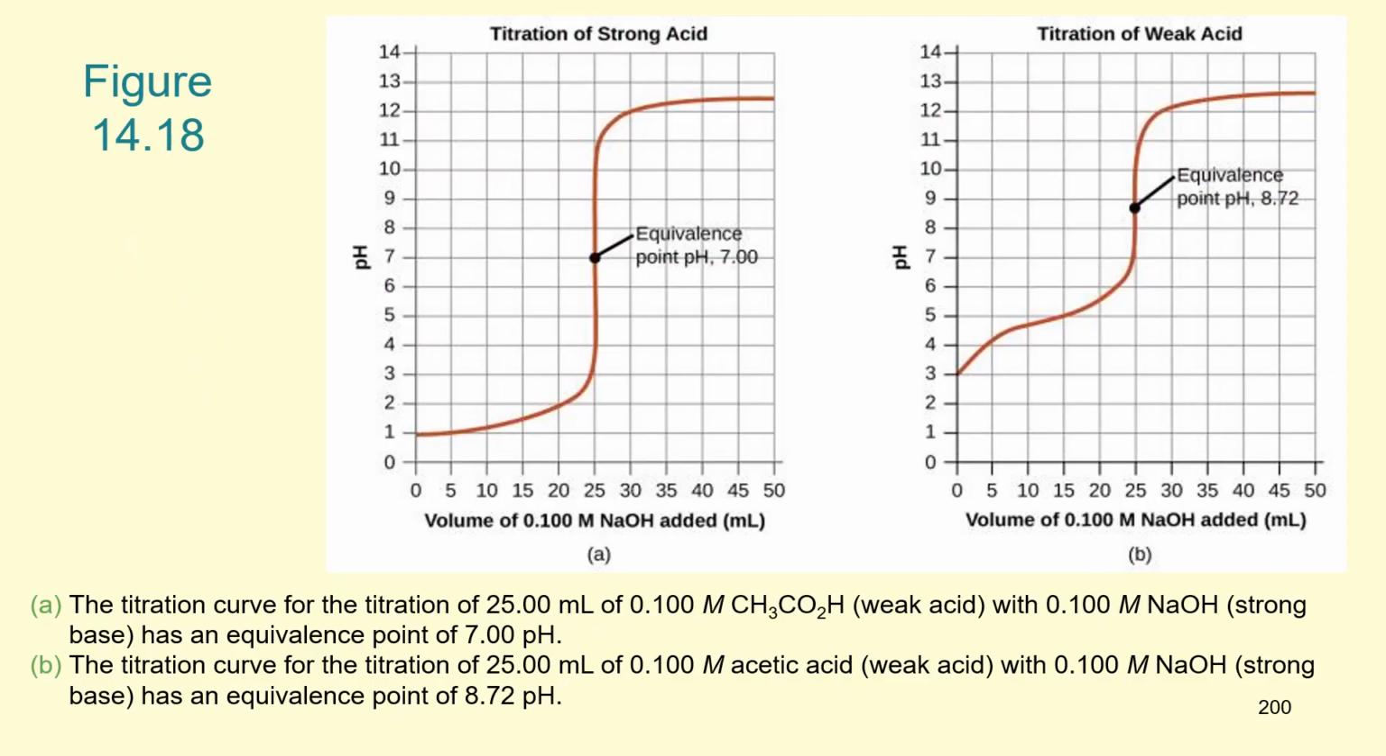So this just shows the two side by side. A titration of a strong acid with NaOH gives the equivalence point right at 7, and it's much more symmetrical. And the titration of a weak acid has this buffer range. It's much less symmetrical, and the pH is higher than 7.